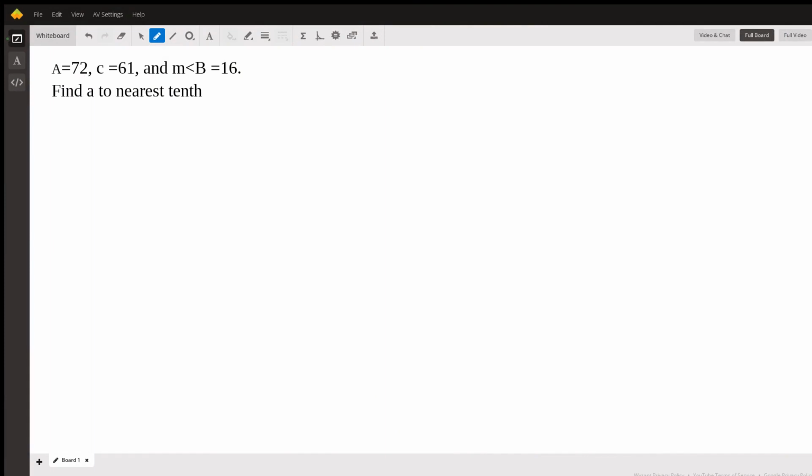This question revolves around the law of sines. So I'm going to start with the law of sines, and then we'll move on and solve the question. Okay, so the law of sines.